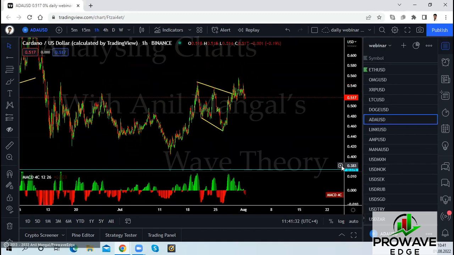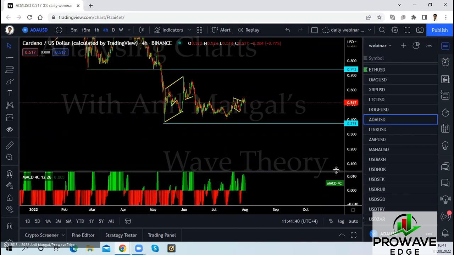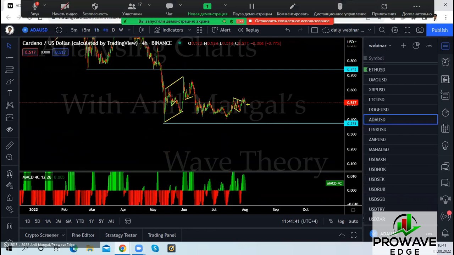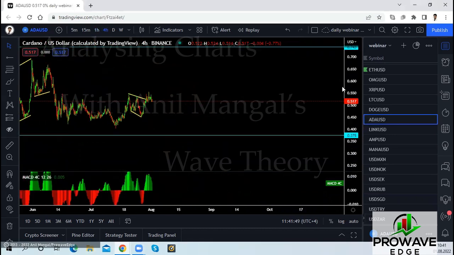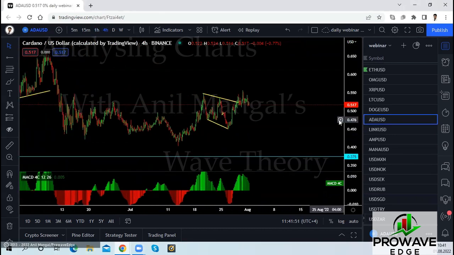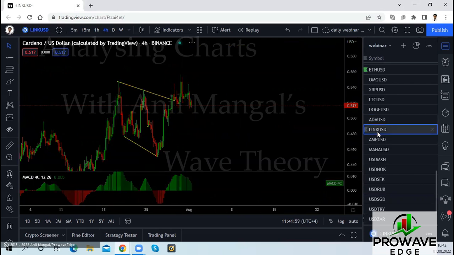ADA. We broke up, but we never broke the low of this bigger structure. So I wouldn't be surprised if this actually comes back here, breaks the low, and then goes. It's really slow to the downside. I don't see any buy setup. Can we put an entry to buy? You can, it wouldn't affect you, but it's not going anywhere. But an entry above the stop to buy.